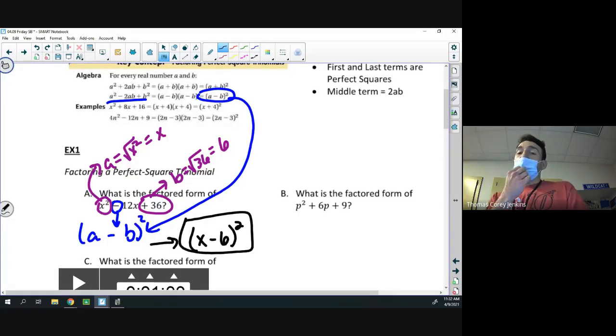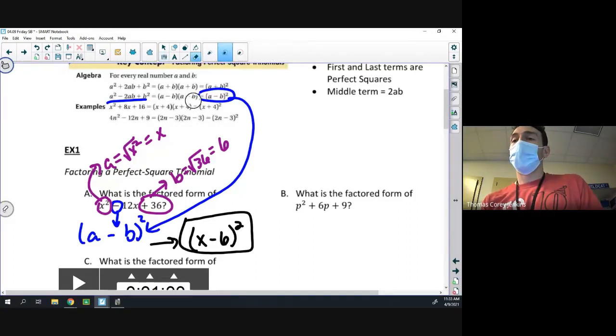Now, if you were thinking about working ahead of me on a, which I think some of you were, hopefully the combination you came up with was negative 6 and negative 6. So x minus 6 times x minus 6. All right. So let's do another one together, and I'll try to have you guys help me a little bit more on that one.